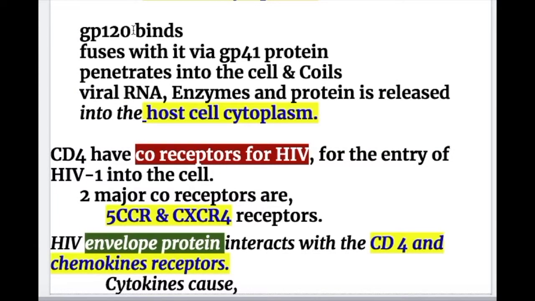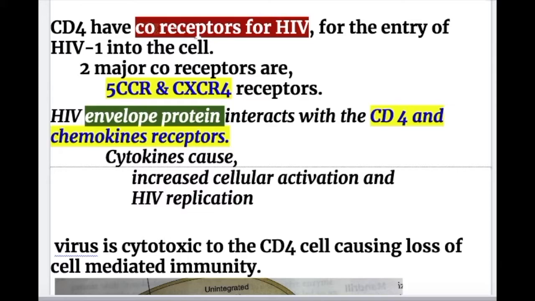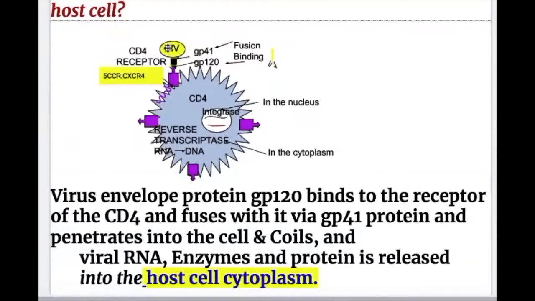So GP120 binds to the CD4 cell, and then this fuses with the help of GP41 protein with the CD4 cell, and then penetrates and coils into the CD4 cell, and viral RNA, enzyme and protein are released into the host cell. The CD4 cells have co-receptors for the entry of this virus into the cell. The two major co-receptors are CCR5 and CXCR4 receptors. So this is the CD4 cell. It has two receptors, CCR5 and CXCR4 receptor here, that combine with the virus.